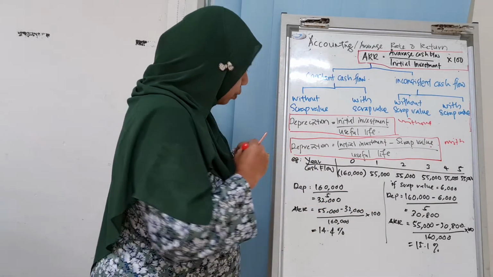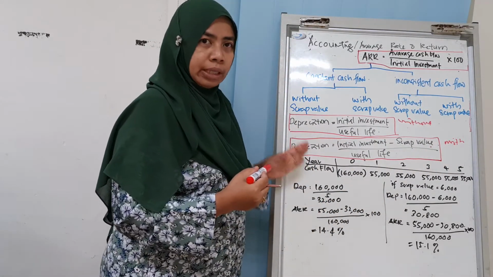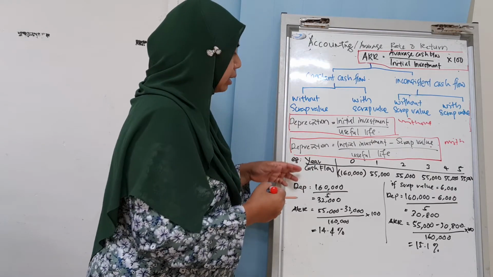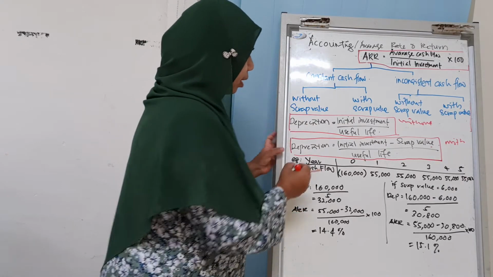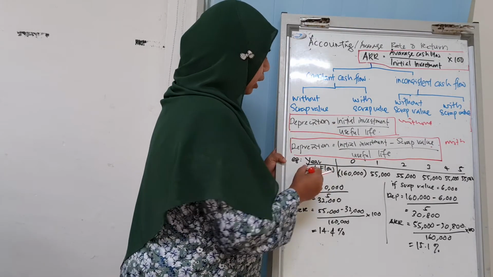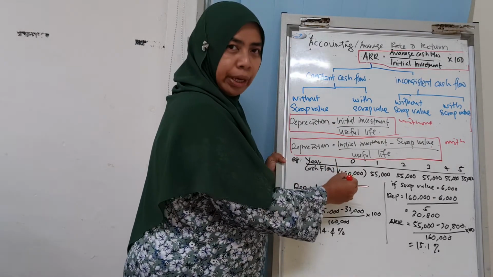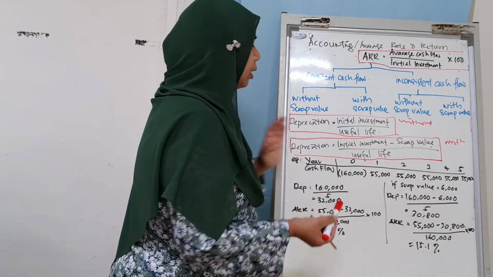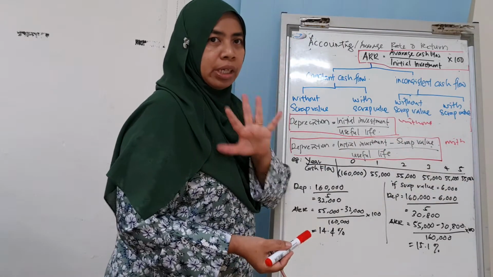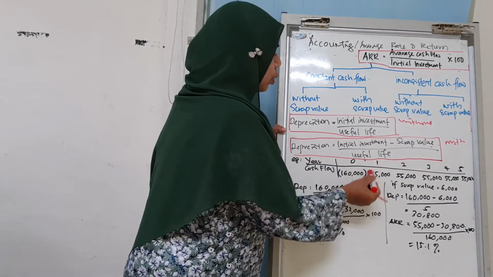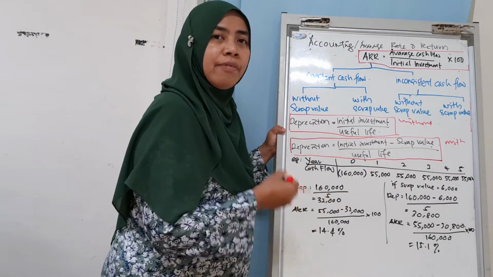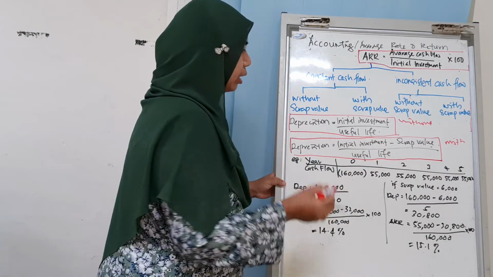Let's go through an example of how to calculate using ARR. The question states one project, the initial investment or total investment is 160,000. The project is 5 years. The cash flow is constant, 55,000 every year. So how to calculate ARR?